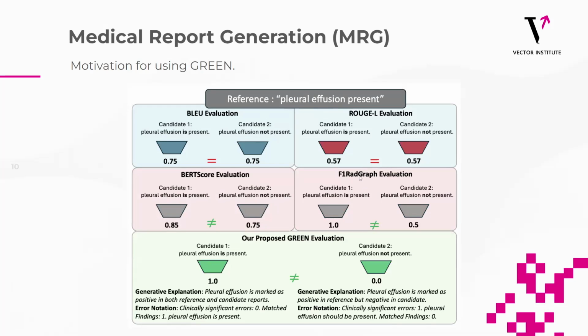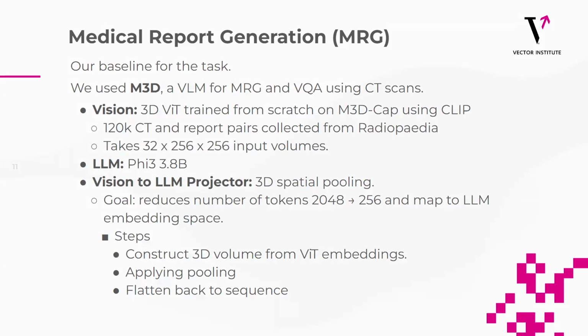And even when you use radiology-based metrics, you still don't get satisfactory results. So for this one, F1 RadGraph, where you put in pleural effusion is present and not present, when it's present, you get a score of 1. When it's not, you get a 0.5, which shouldn't be the case. You should get a 0 because the reports are completely different. And that's what GREEN does. When it's present, you get a score of 1. When it's not present, you get a score of 0. Okay, so enough about the competition.